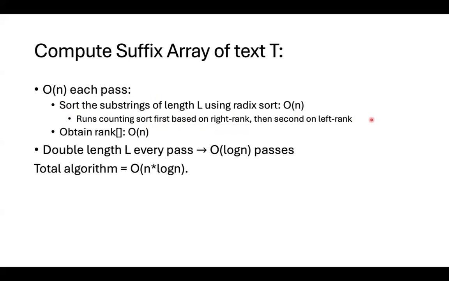So that was a really cool trick. Additionally, we need to obtain that rank array. That's going to take linear time. So for each pass, it's linear time. And then because we're doubling that length L every pass, that means we're going to have O log n passes, which means that our total algorithm is going to be O of n times log n. So yeah, that's the algorithm in a nutshell.